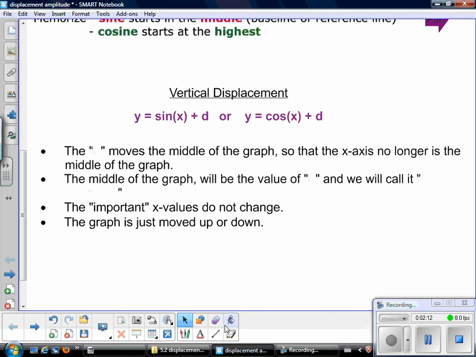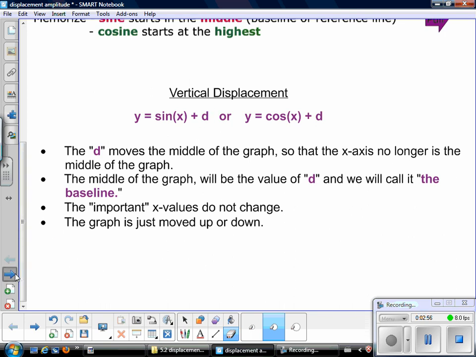What's really happening here is that D moves the middle of the graph, so the x-axis is no longer the middle. The middle of the graph will be the value of that D, and we call it the baseline, or as I said, the reference line. Depending on what textbook you use, some call it a reference line, some call it a baseline. That part's not important, as long as you understand that it becomes the middle of our graph. Our graph is just either moving the whole thing up or moving the whole thing down.